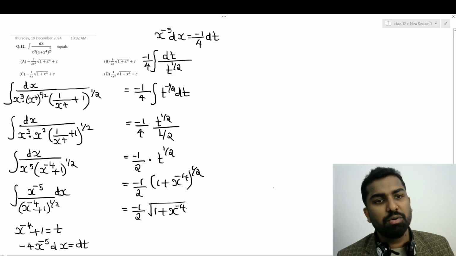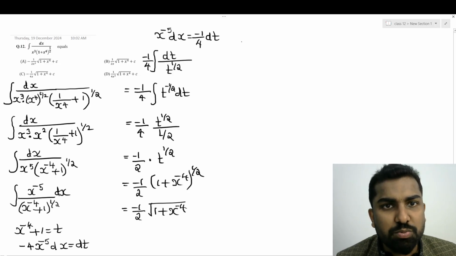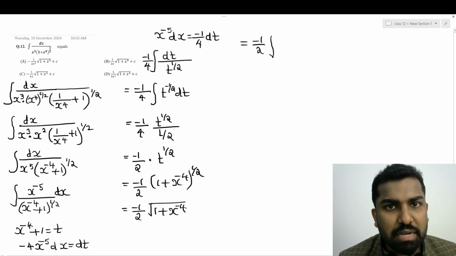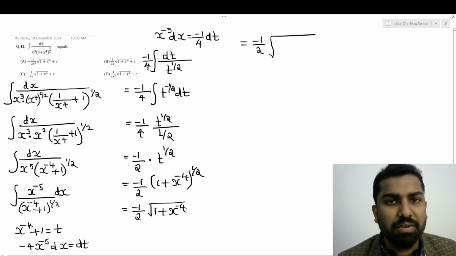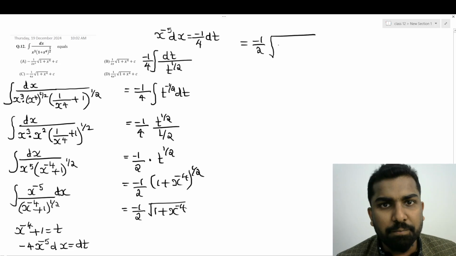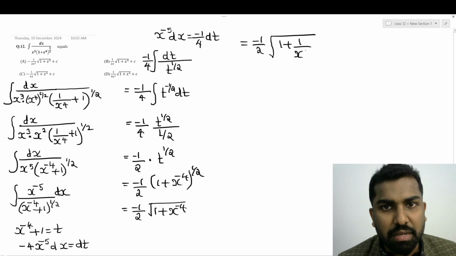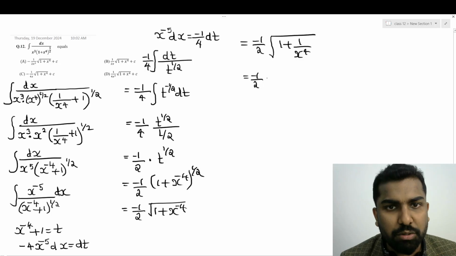Alright, okay. Now if I am simplifying this further, this will become minus 1 by 2 into, take LCM of what we are having inside the root. So 1 plus x to the power minus 4, if I am taking LCM, or if you want to write, 1 plus 1 divided by x power 4, right? Now just cross multiply, so it will become minus 1 by 2 into root of, I can write, x power 4 plus 1 divided by x power 4, right?